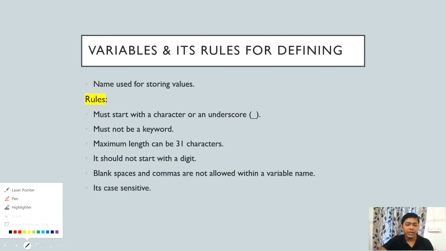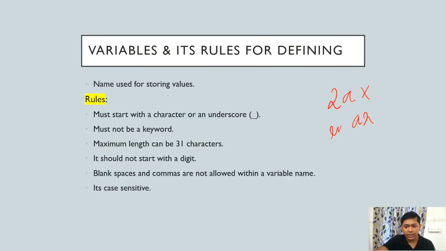Like, you cannot write 2a. Okay, 2a is not allowed. But a2 is allowed. You can write int a2. This is allowed. Okay, a1 is allowed. AC, these are allowed. Okay, but what is not allowed?